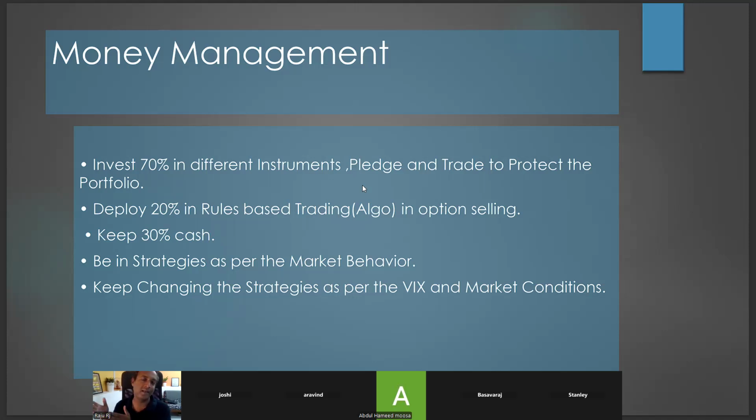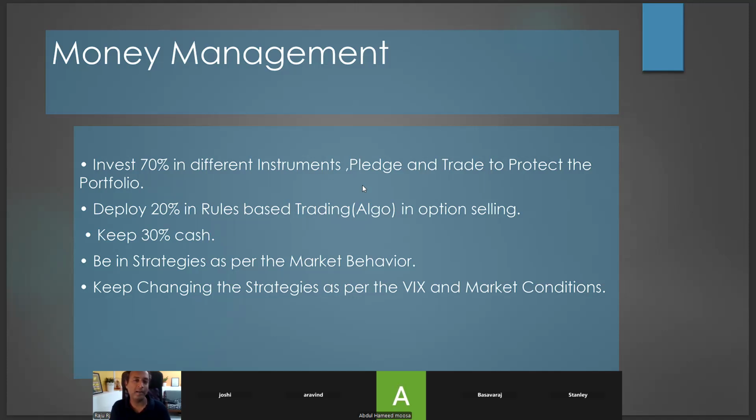Be in a strategy as per the market behavior. If the market is telling you that now the trend is going towards negative, and if you're long, nobody can change it, so you go for a bearish strategy with limited risk on the upper side and unlimited profit on the downward side. Keep changing the strategy as per the VIX and market condition. You need to always keep an eye on VIX, which is a fear index. That gives you more clarity on what the market may do. So what is the range of the market?